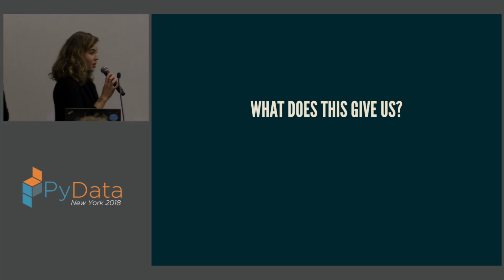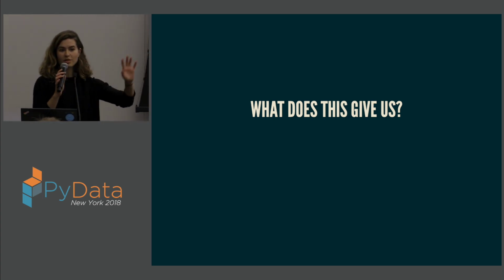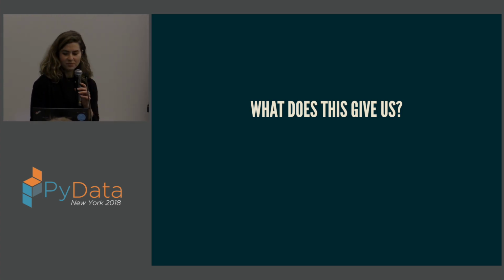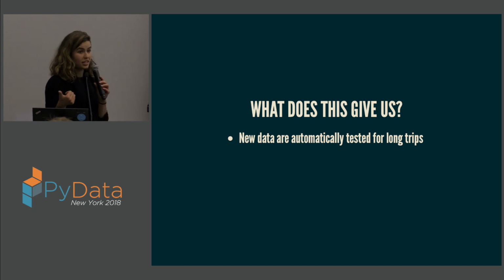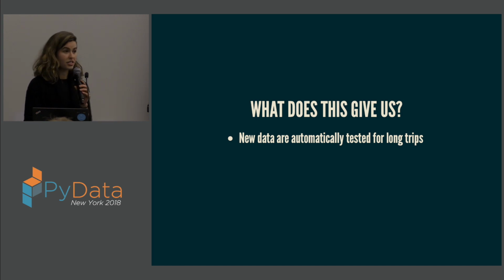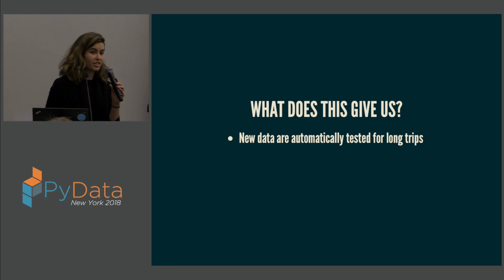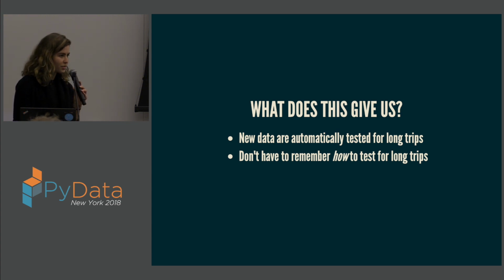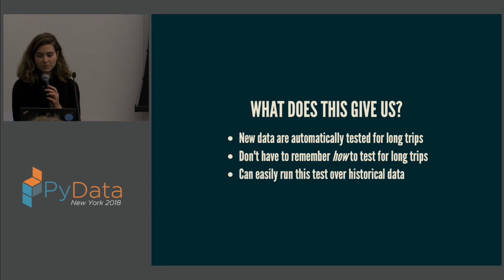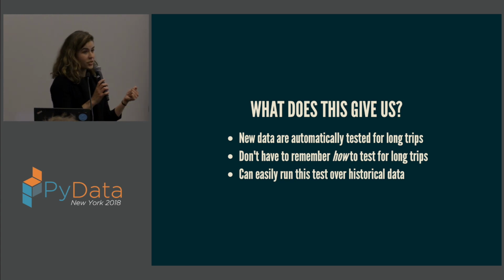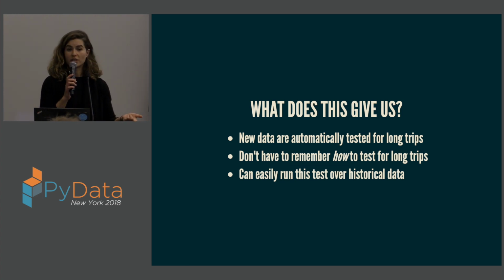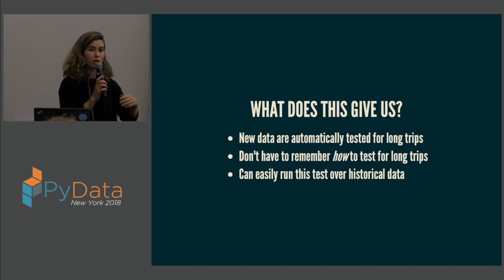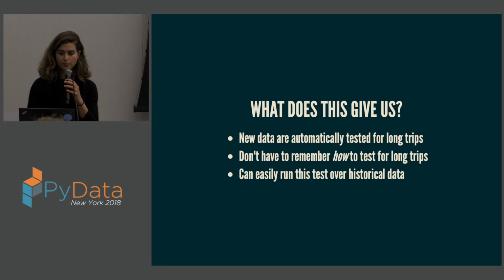As we mentioned before, we can take this test that we wrote and schedule it in a cron, and our question might be, okay, what does this give us now? The first thing is that all our new data are automatically tested for long trips, where long trips is longer than a 10K or a marathon. We don't have to remember how to test for long trips, right? We wrote it down and it's executable. Another thing that's pretty interesting is that we can easily run this test on historical data. So not just data in the future, it's very easy to take a test method like this and run it over all the data you've accumulated up to this point.